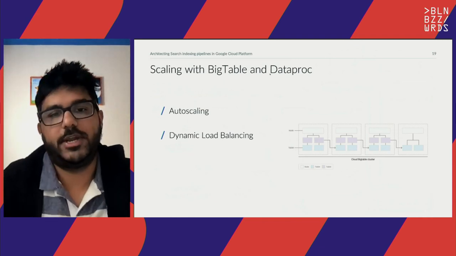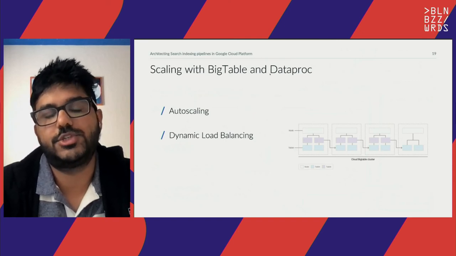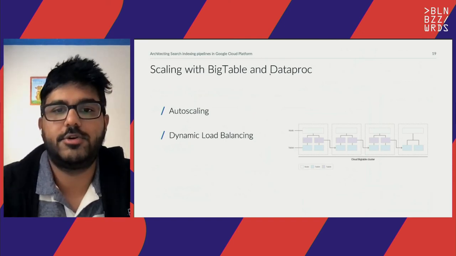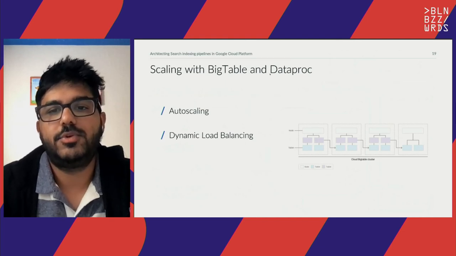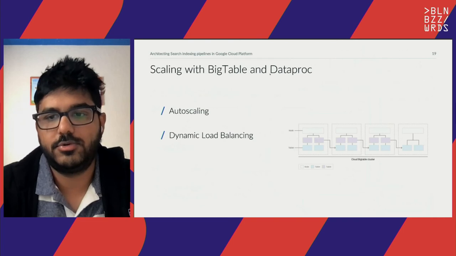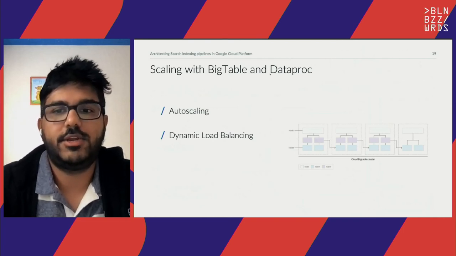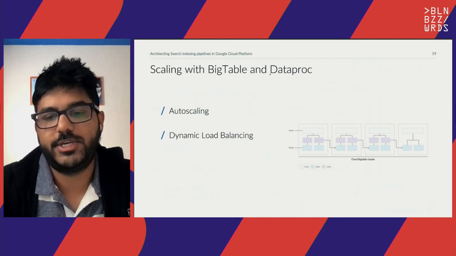Bigtable also supports dynamic load balancing. What this means is if there is an uptick in updates from a specific enterprise, which is causing hotspotting on a particular node in Bigtable, it will split that node's data and distribute it across multiple nodes to distribute the hotspot. Now, this is something unique to Bigtable that we didn't have on HBase.